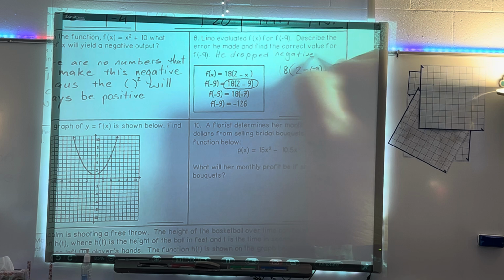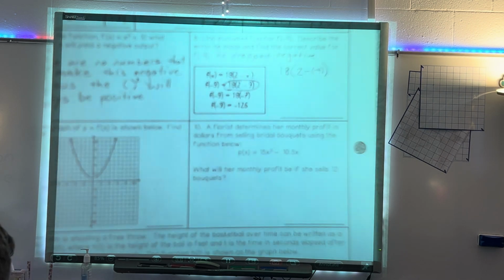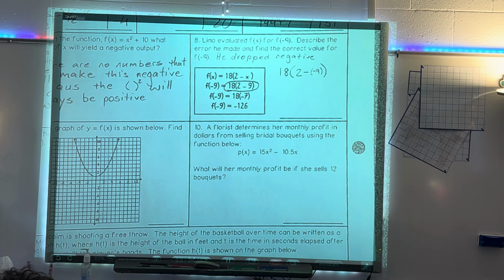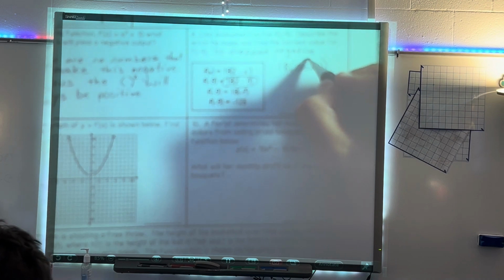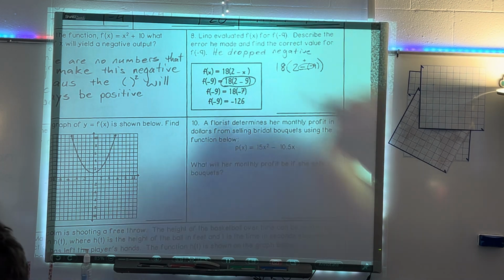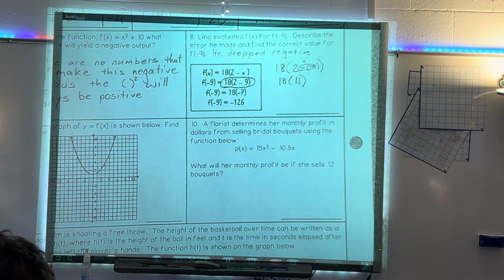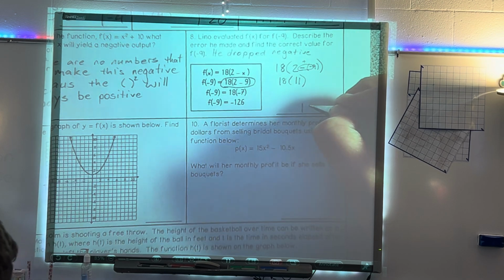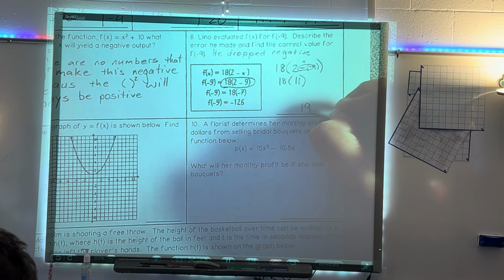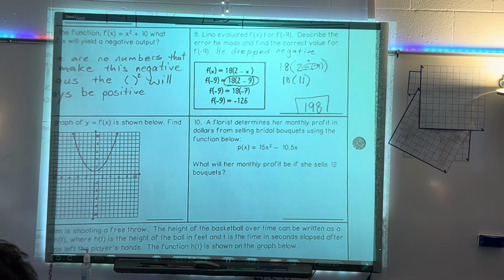But he either dropped that negative or he didn't account for the fact that there was a subtraction and a negative there. Does that make sense? So right here, we're gonna end up with a positive, right? So that's gonna give me 18 times 11, which is 198, okay, which is a huge difference from negative 126. We see how much a sign makes an issue.